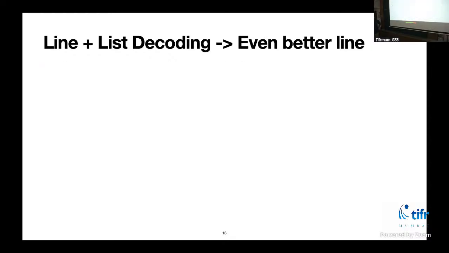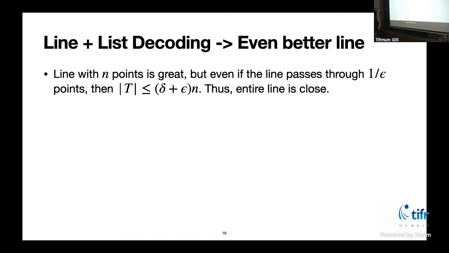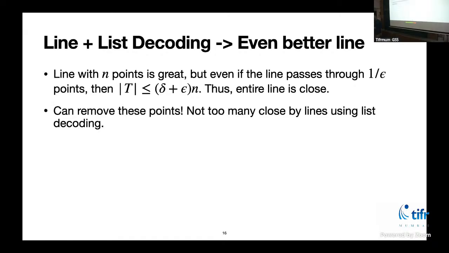I also said line plus list decoding implies even better line. I will not go into details as in the previous one, but the argument is roughly as follows. If a line passes through a few points, then by what we discussed its distance is at most delta plus epsilon n, because some T alpha is at most epsilon n. So the entire line is close. It's maybe not delta close, but it is delta plus epsilon close. I know list decoding bounds, so there are not too many close lines.